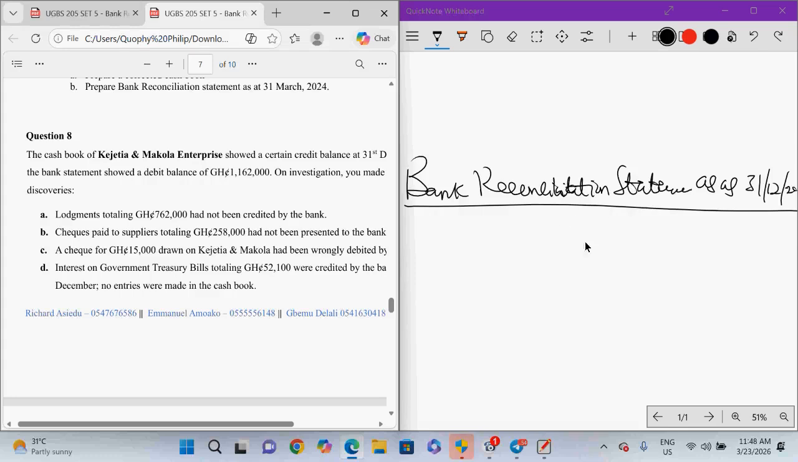So we can actually start with the bank reconciliation statement, and then when we are done, we come to the cash book. Right? We can do it that way. Okay, so it means we can start with the cash book, right? No, I mean the bank reconciliation statement.